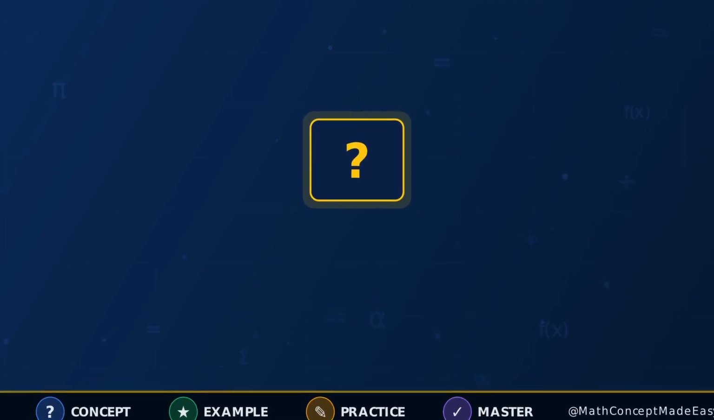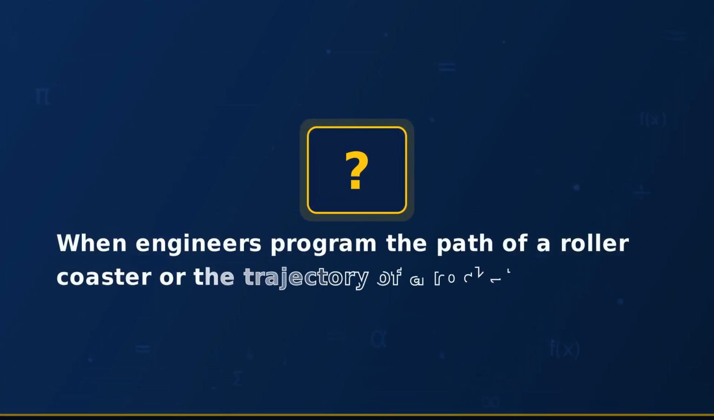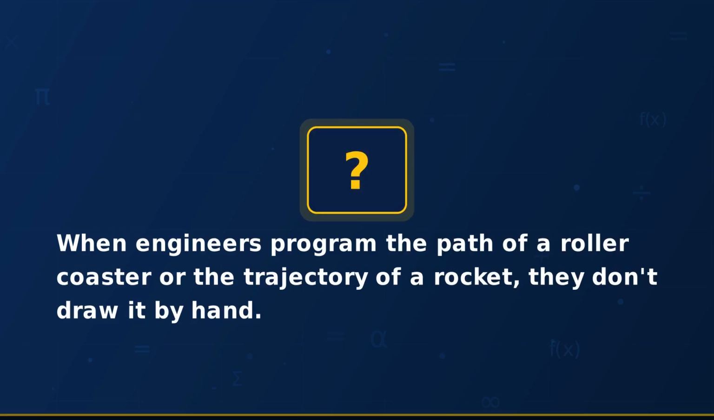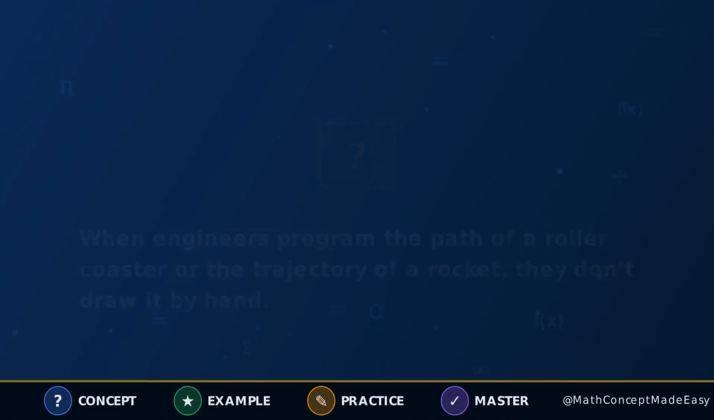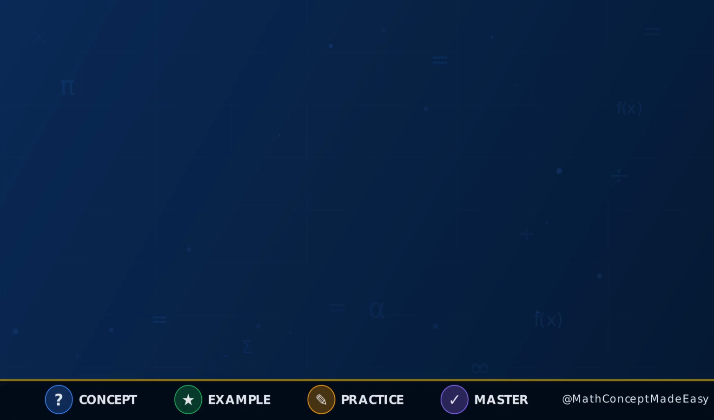Here is a little mystery before we start. When engineers program the path of a roller coaster or the trajectory of a rocket, they don't draw it by hand. Hold that thought, because today it becomes mathematics.